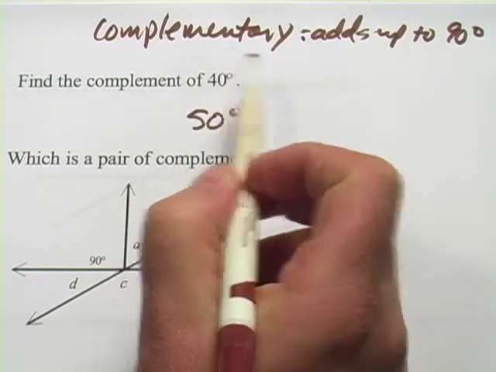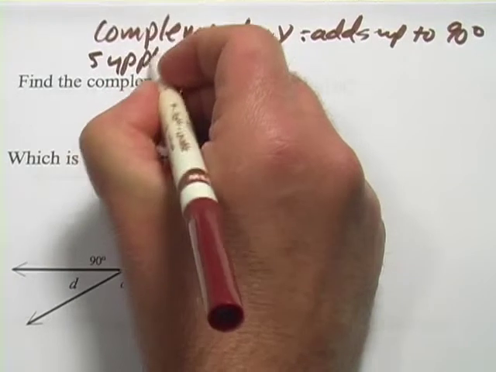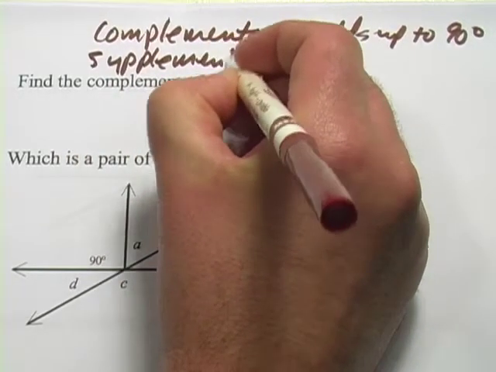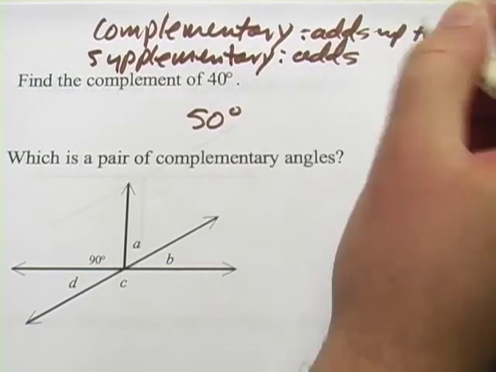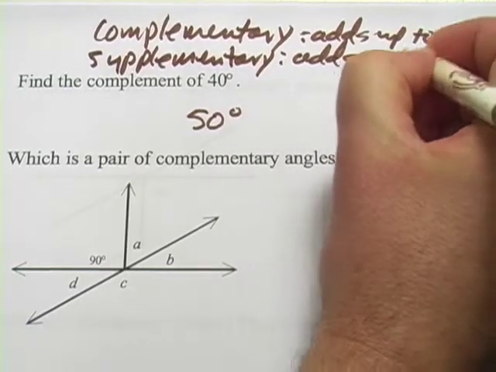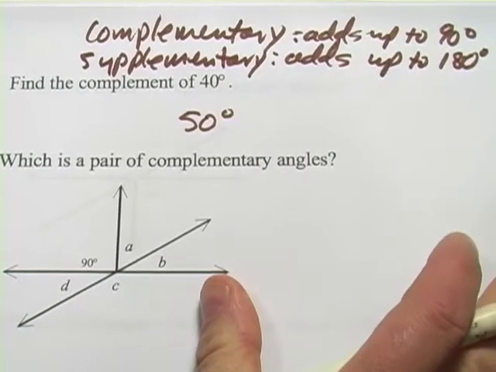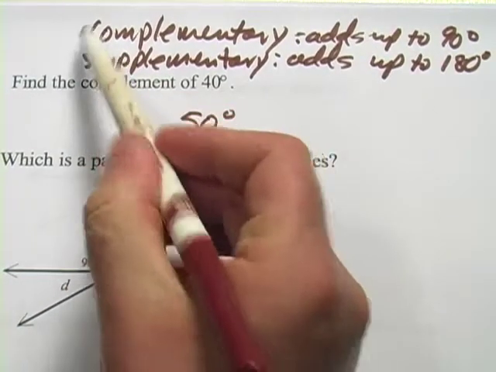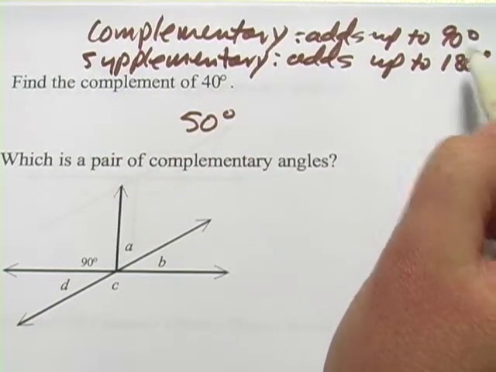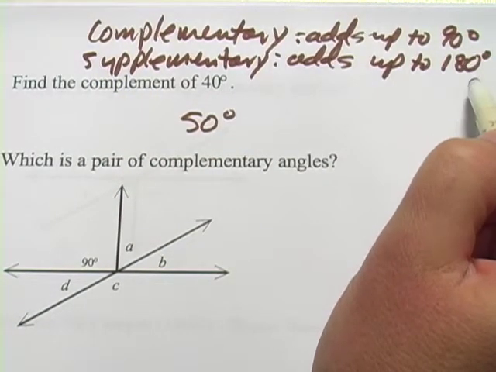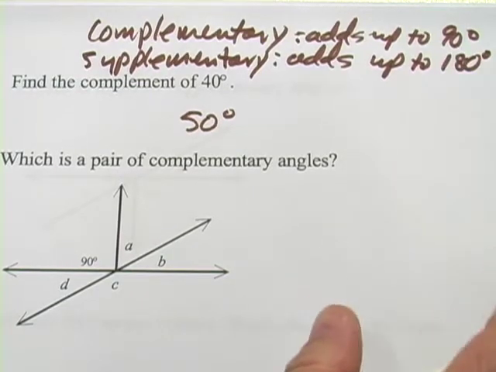So that's complementary. Then there's supplementary. And sometimes students find it difficult to remember which is which. Supplementary angles add up to 180 degrees. And the way I always remember this one is that if you put them in alphabetical order, C comes before S, then they're in order from smallest to greatest, 90 and 180. So complementary is 90, supplementary 180.